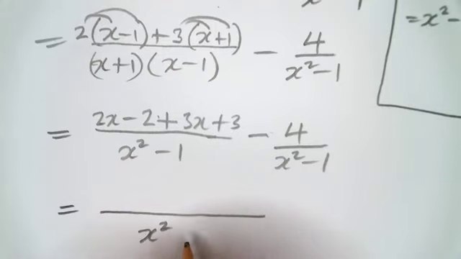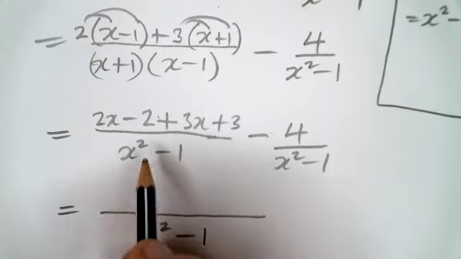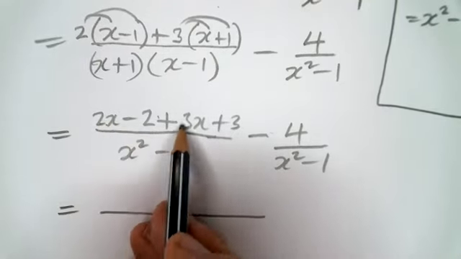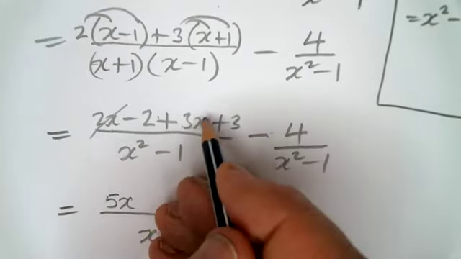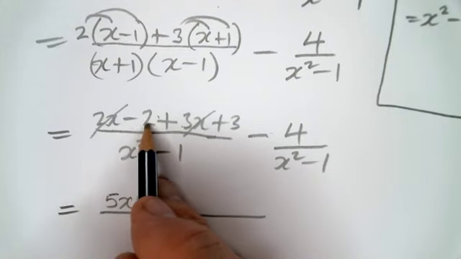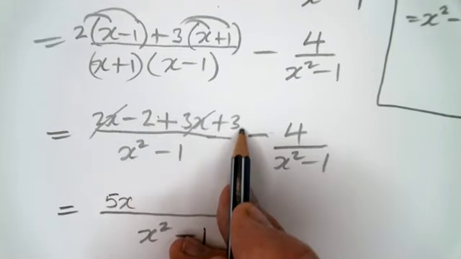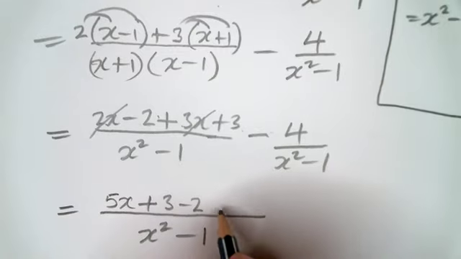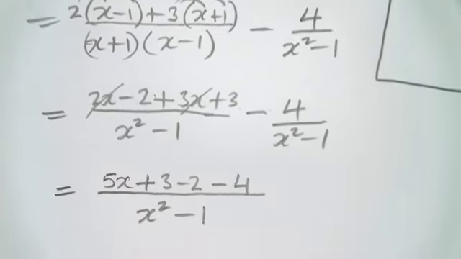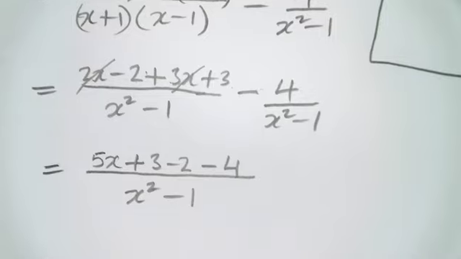So I'm going to put x squared minus 1, and I'm going to go 2x plus 3x is 5x. I'm going to cross these out as I do it. And I've got negative 2 and plus 3. So, which is the same as saying 3 minus 2, and I've got a minus 4 on the end. So that's exactly correct now.